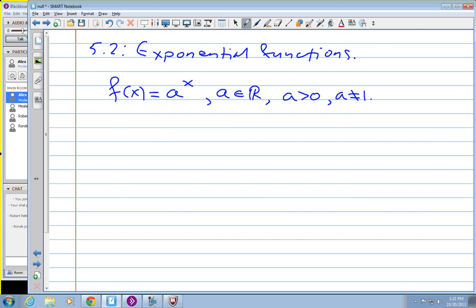Now a little bit of verbiage. A, we call that a base, so that's a base. x is an exponent.